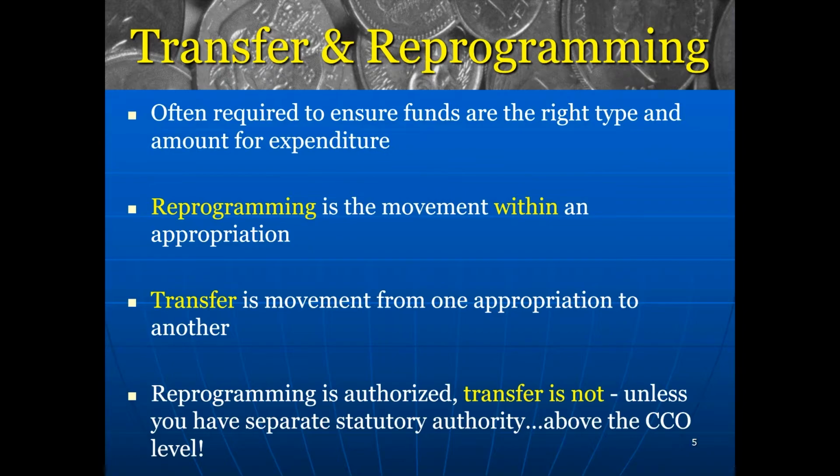So an example of reprogramming would be if you need to move funds between O&M Army and O&M Navy, that would be okay because it's reprogramming. An example of transfer would be if you're trying to move funds between O&M and MILCON. That would be unacceptable because we can only do reprogramming, unless there's a statute that authorizes it.